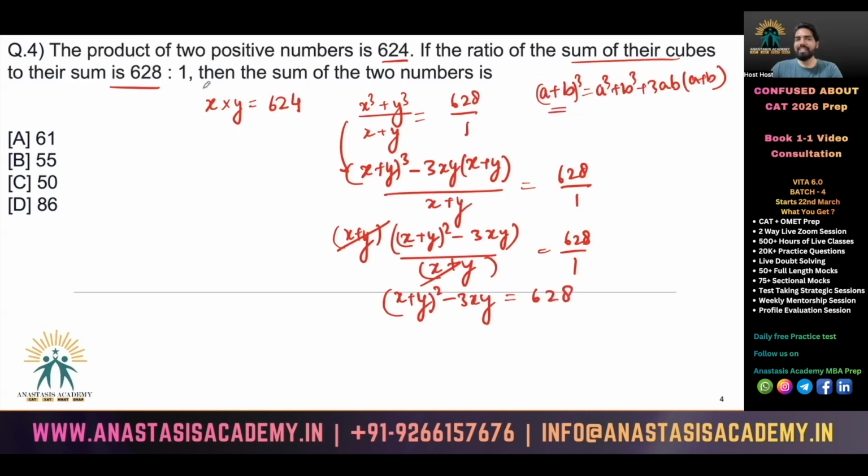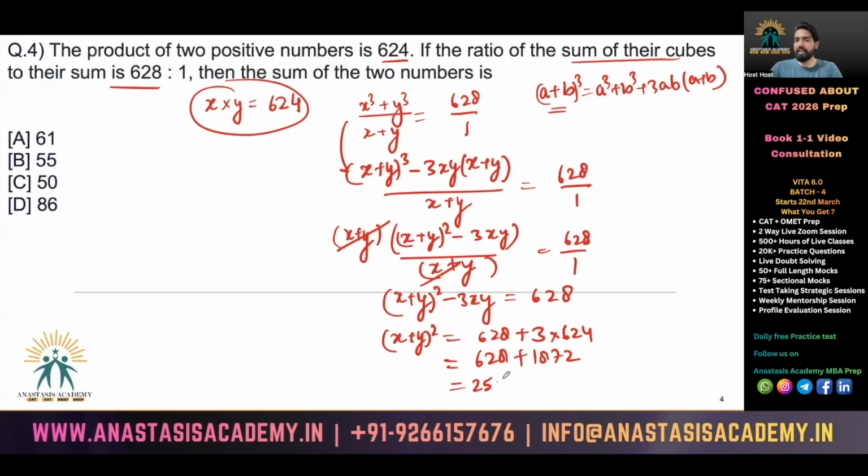And now we have already been given this product, that is 624. Now I have this, (x plus y) whole square is 628 plus 3 times this product, that is 624. So 628 plus 3 times 624 is 1872, and 1872 plus 628 is 1900 plus 600, which would be 2500. Correct? And that is the sum whole square.